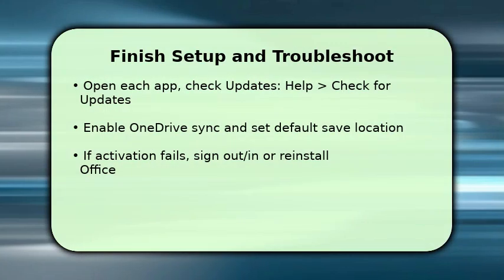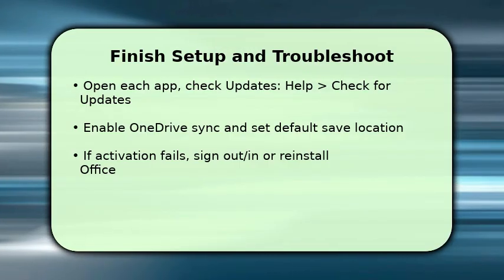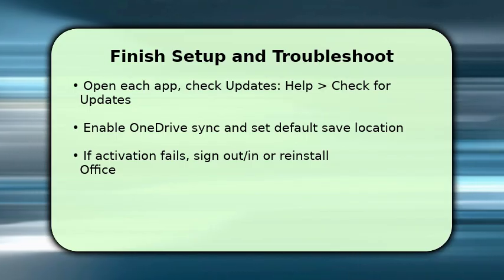Finish by opening each Office app and customizing preferences like auto recover and default save locations to OneDrive or your Mac. Make sure you run help check for updates so you have the latest patches. This prevents performance issues. If activation or launch fails, sign out of Office, restart your Mac, then sign back in.